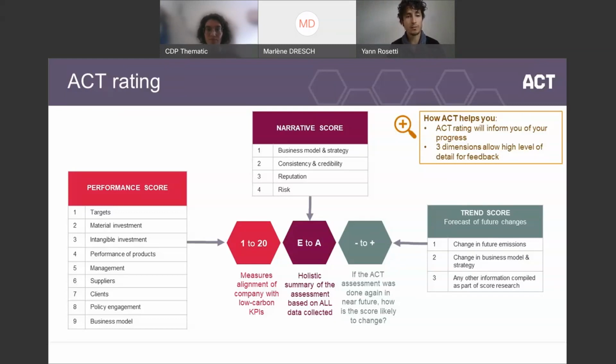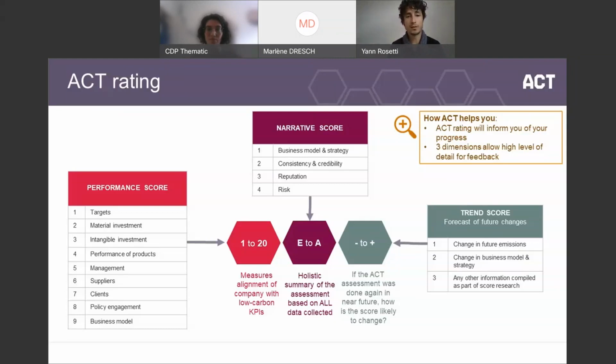The second part of the ACT rating will be the narrative score, taking into account 4 different categories of information: business model and strategy, consistency and credibility, reputation and risk. So this narrative score will be presented as a letter ranking from E to A, and it gives us a holistic summary of the assessment based on all the data that was collected and provided by the companies.